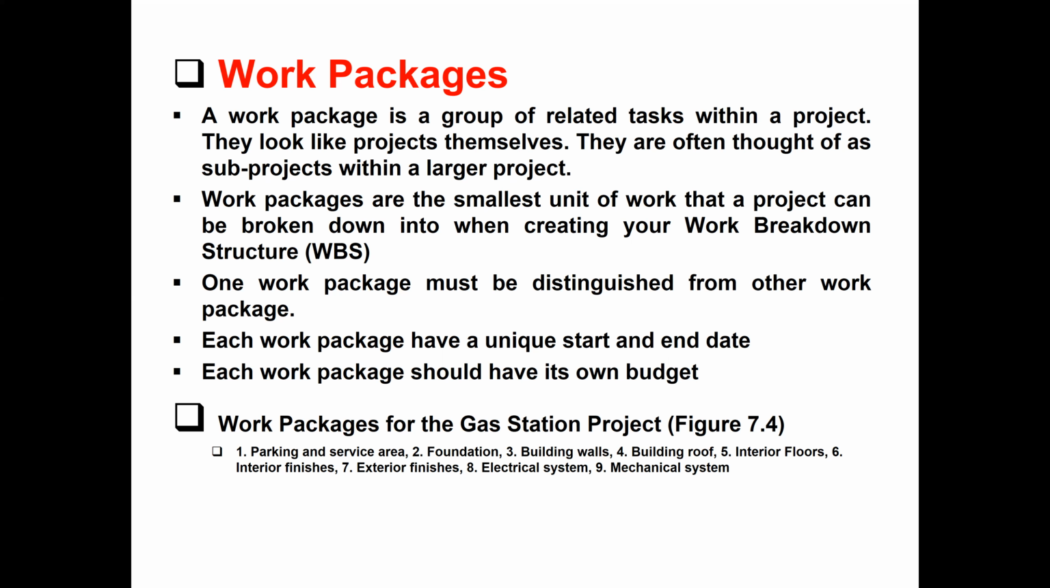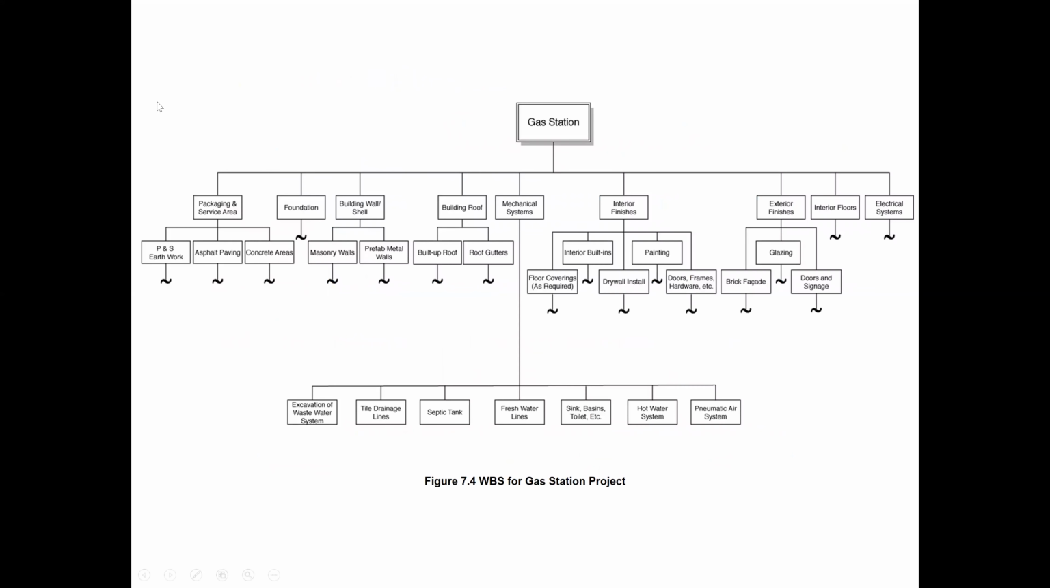Work packages for the gas station project are shown in figure 7.4. Here you see in the book they have given an example of a gas station project. The work packages define things like parking and service area, then foundation, building walls, building of roof, interior floors at ground, interior finishes, exterior finishes, outside electrical work, mechanical work, for the gas station or petrol pump, gasoline station. So how are they going to make these work packages? We can see in the next figure.